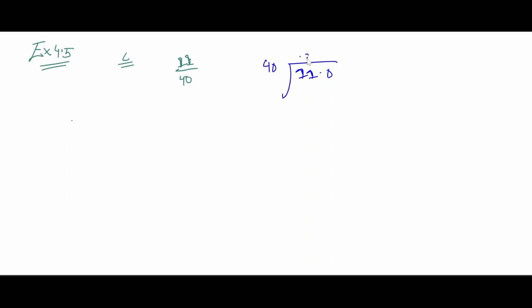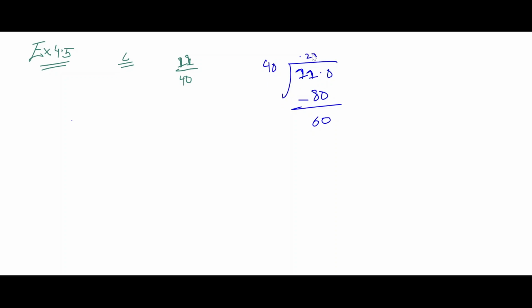So it's 2 into 40, it's 80. Which is nearest? 80 is the nearest to 110, because when we multiply 40 into 3, it becomes 120, so that's not the nearest. So now we will divide 60. How will we divide it?